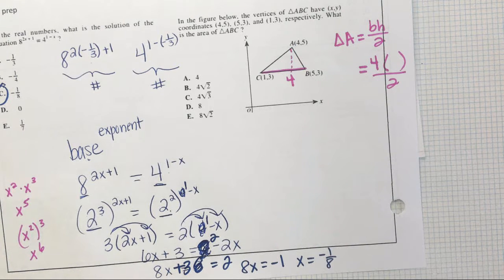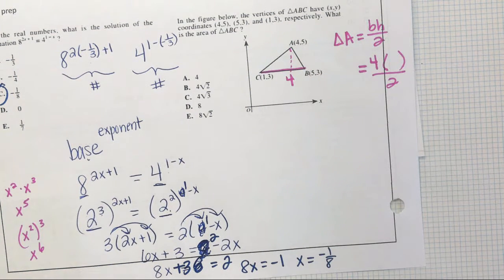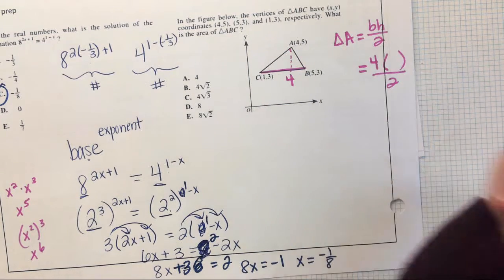Could you use the distance? That would be one way to do it. What are we using the distance formula on? A and B. Is that going to give us that dotted line then? What would be halfway in between? Well, that's not going to work either.